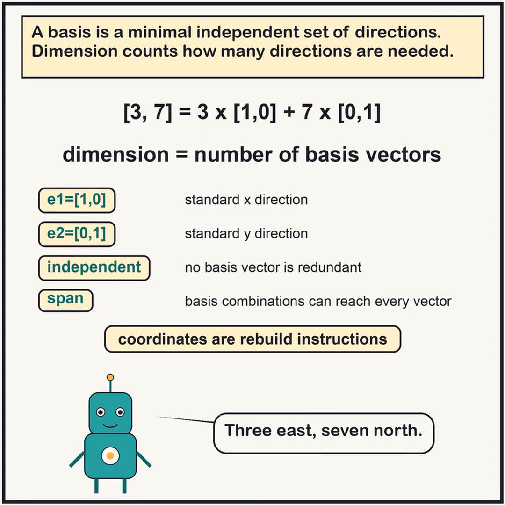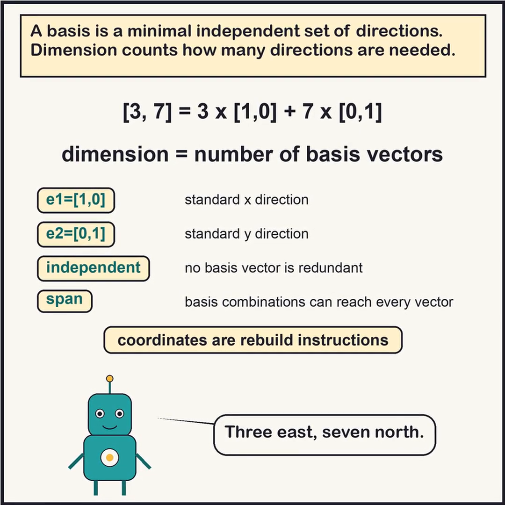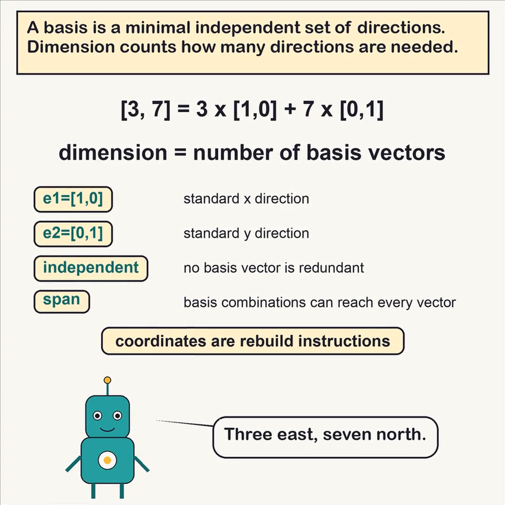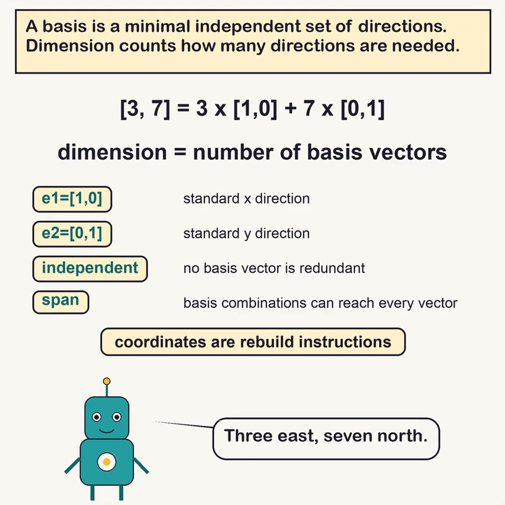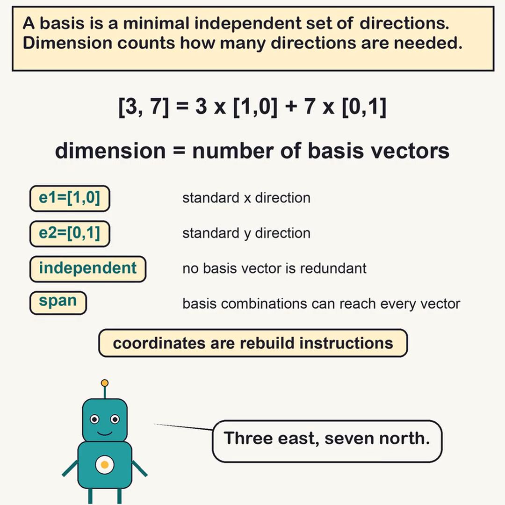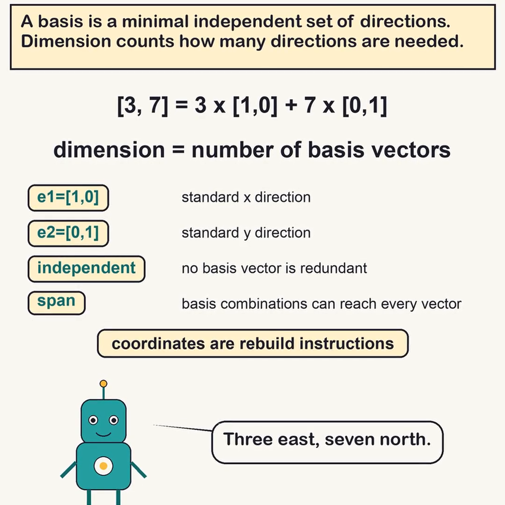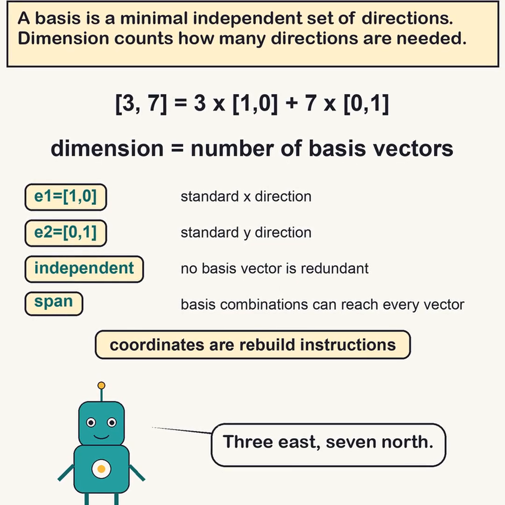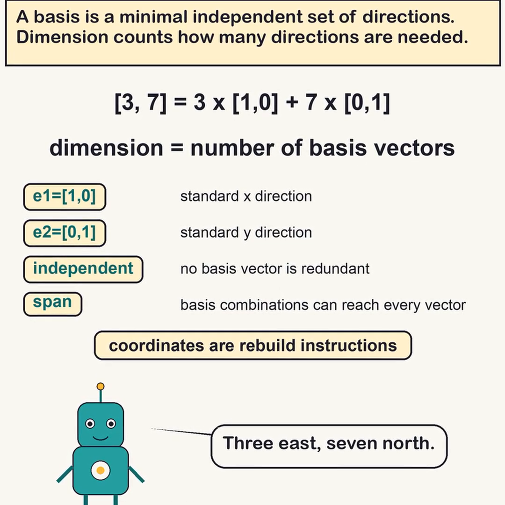Basis vectors are the building blocks of a vector space. The vector 3, 7 is 3 copies of E1 plus 7 copies of E2. Dimension is the number of independent basis directions. Real-world analogy. A basis is like a city grid of east, west, and north-south streets. Any destination can be described by combining those independent directions.